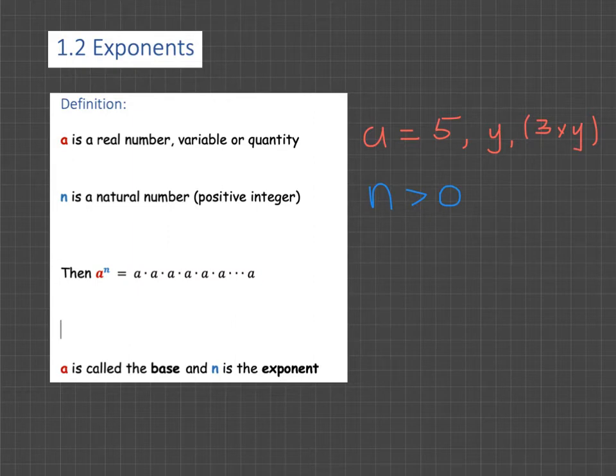a to the n is equal to a times itself n times. So here we've got a times a times a times a. Those 3 dots mean it keeps being multiplied until there are n of those a's multiplied together. We have names for these: the a, the real number, variable, or quantity, we call the base, and n we call the exponent.